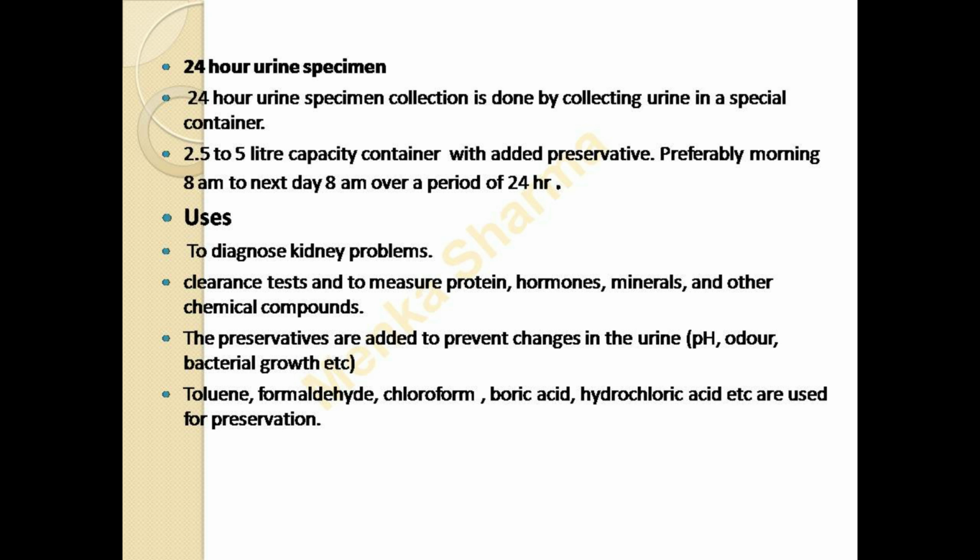Why do we collect a 24-hour urine specimen? Because there are certain conditions where we require it: when we have to diagnose kidney problems, or perform a clearance test, or measure the protein, hormone, mineral and other chemical compounds. The preservatives are added to prevent changes in the urine. Toluene, formaldehyde, chloroform, boric acid, hydrochloric acid can be used as preservatives.